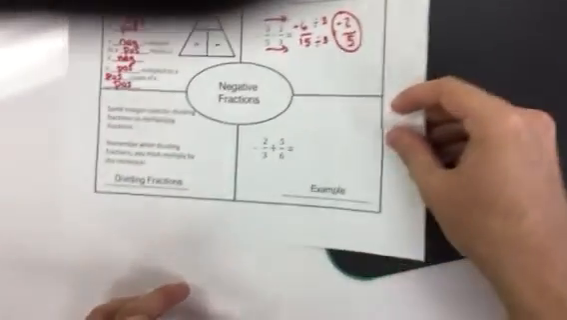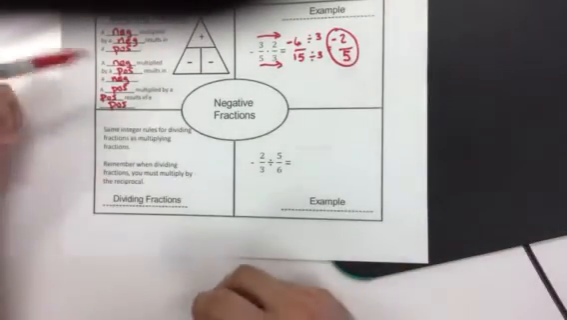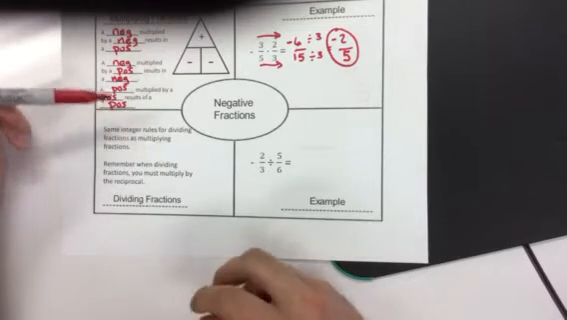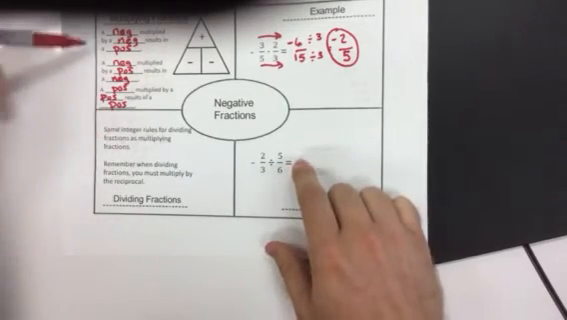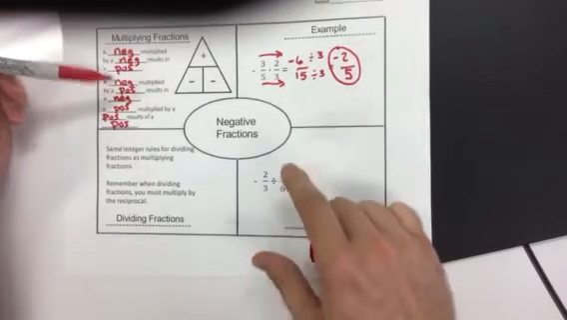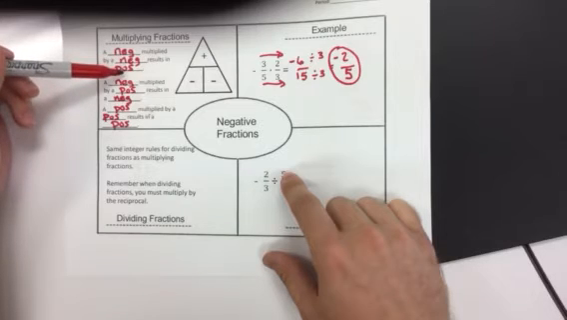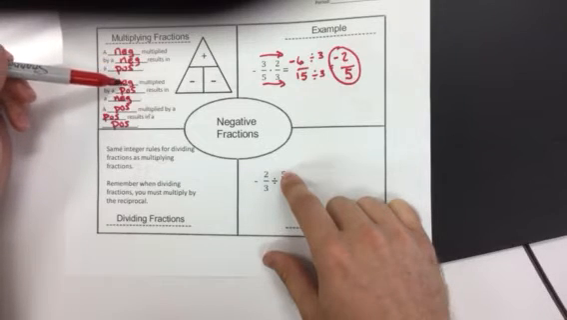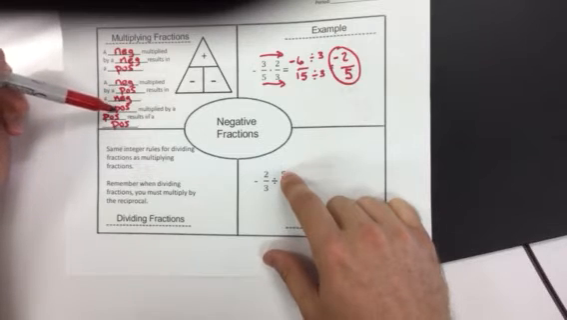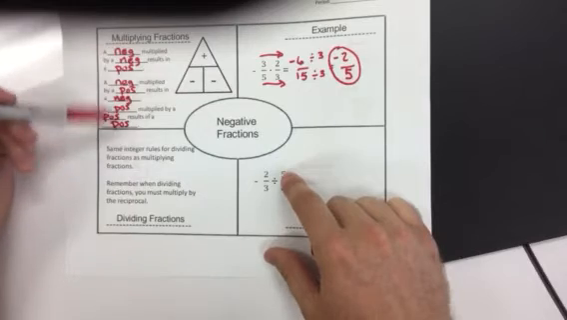Okay? Let's look at dividing. When we divide fractions, these rules are the exact same as these. A negative divided by a negative results in a positive. A negative divided by a positive results in a negative. And a positive divided by a positive is positive. Those do not change when you multiply or divide.